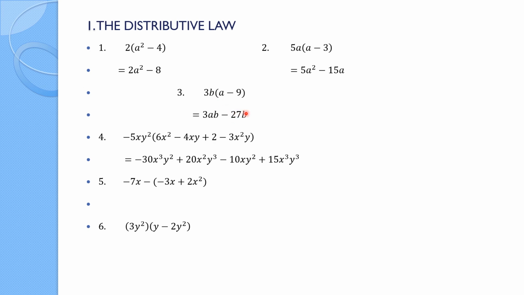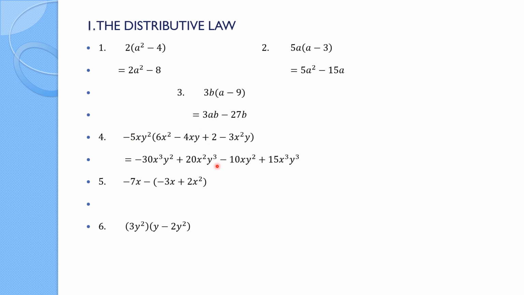Look at number 4. Negative times positive is negative. 5 times 6 would give me 30. x times x squared would give me x cubed, y squared. Negative times negative would become positive. 5 times 4 would give me 20. x times x would give me x squared, and y squared times y would become y cubed.